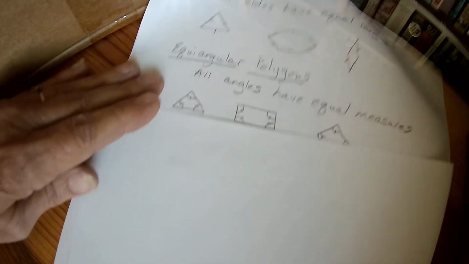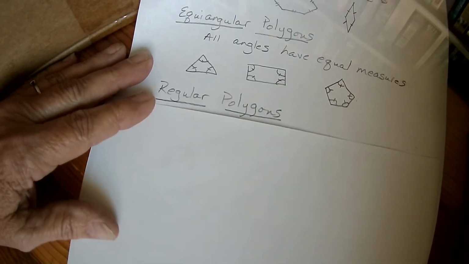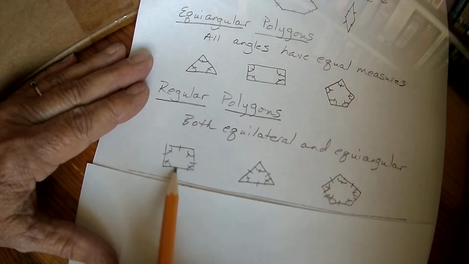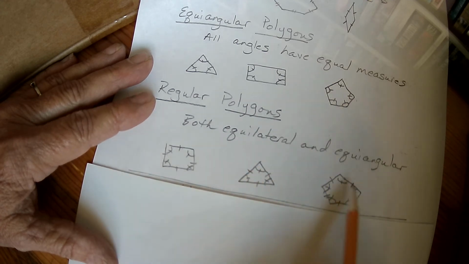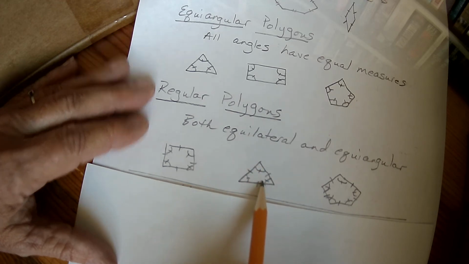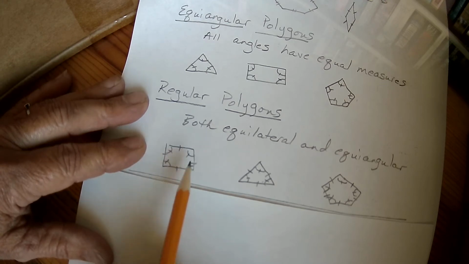So if you have a polygon that's both equiangular and equilateral, we call those regular polygons. So all the sides are the same, and all the angles are the same. Sides are the same, angles are the same. So this is a regular pentagon. This is a regular triangle. We call that an equilateral triangle. And a regular quadrilateral is a square.